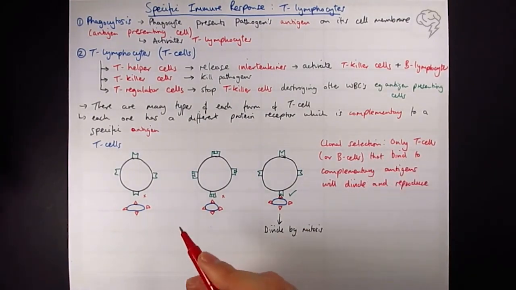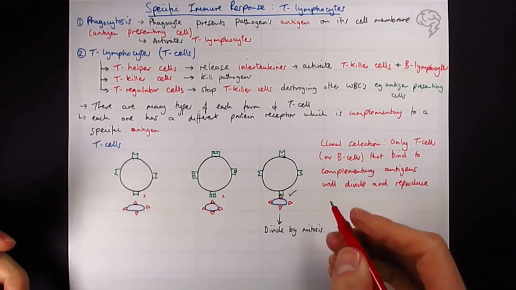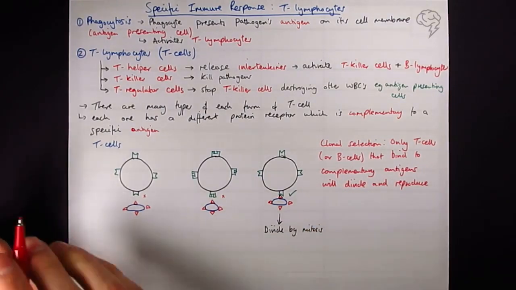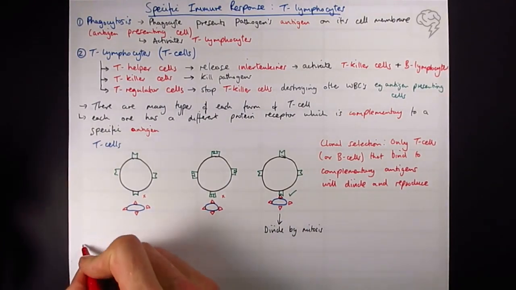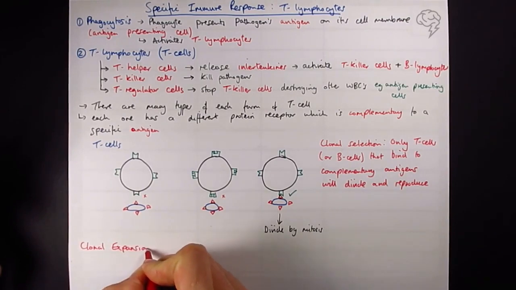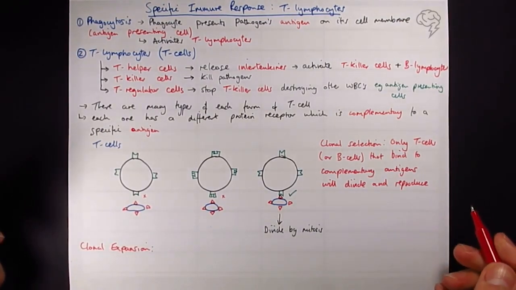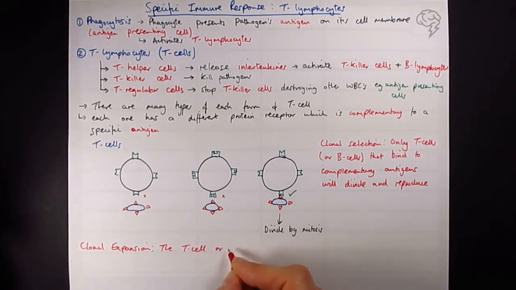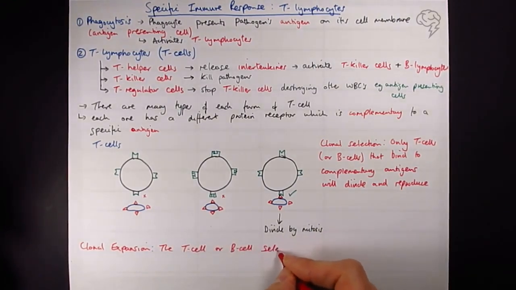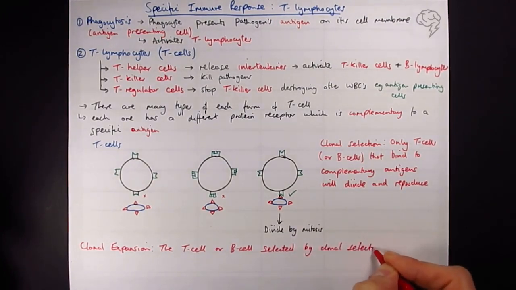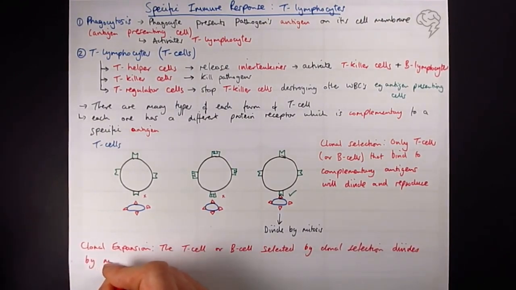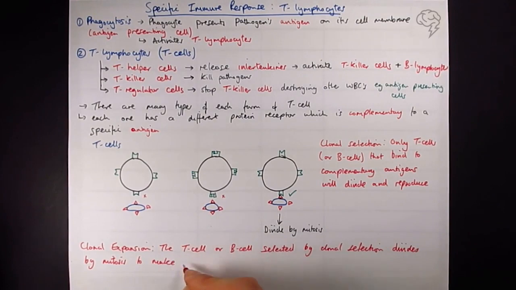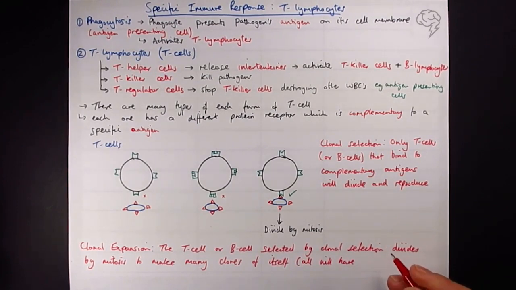So it's selected because its protein is complementary to the antigen. And this is called clonal selection. Okay, the next key term here is clonal expansion. And this is simply that the white blood cell that's selected, so the B cell or the T cell that's been selected by clonal selection, divides by mitosis to make many clones of itself. And obviously all of these clones are going to have the complementary protein to the antigen.